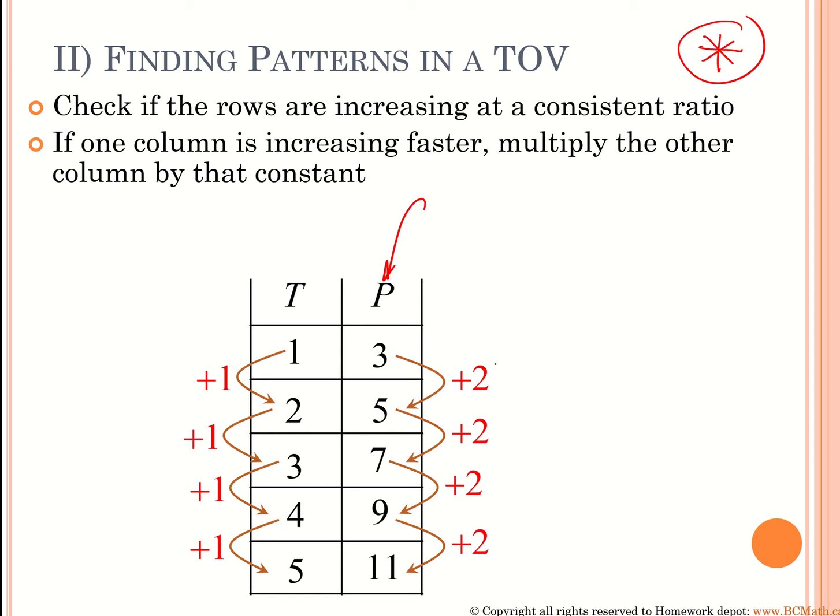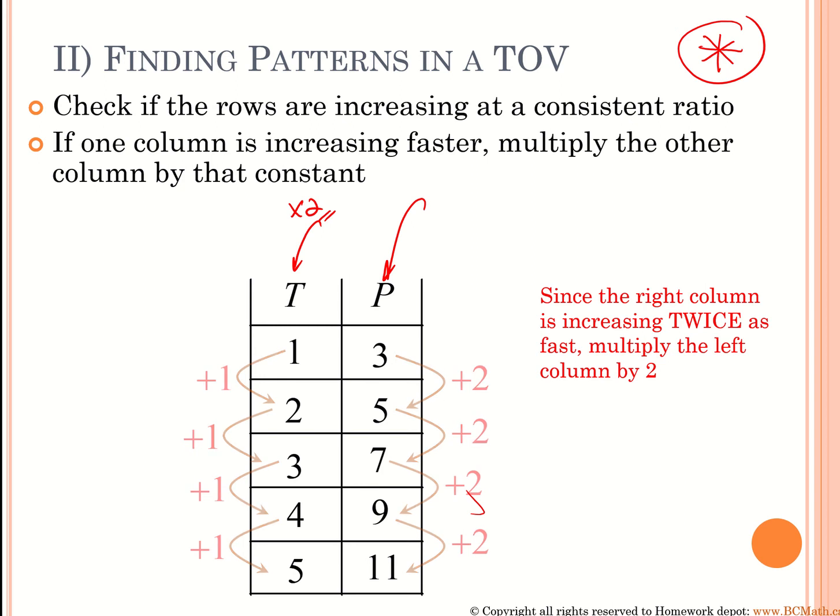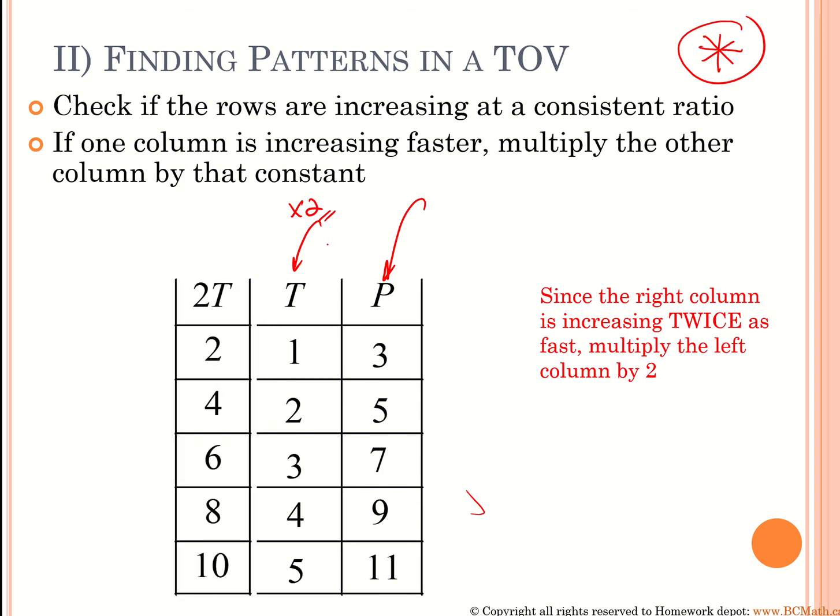Because the right side is 2 times faster, what I'm going to do now is take the left column and multiply everything by 2, and then see what happens. Okay, so here we go. I'm going to multiply the left side by 2. So the 1 becomes a 2, so instead of T, it now becomes 2T. 2 becomes a 4, 3 becomes a 6, 4 becomes an 8, and 5 becomes a 10.